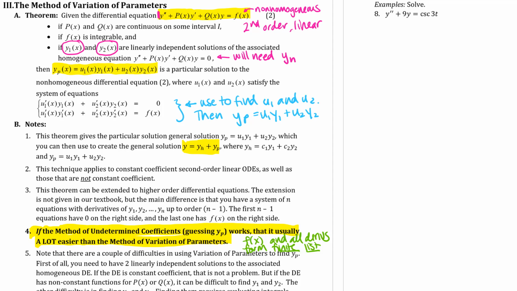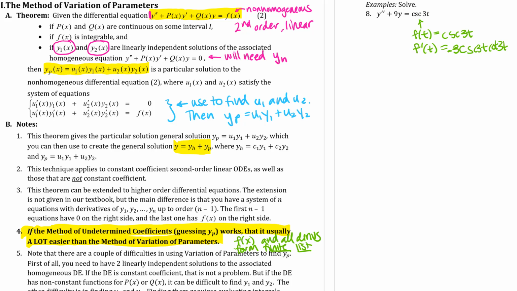I'm going to do the example in the next video, but I want to talk a little about why we can't use undetermined coefficients here. Think about this f of t function. The derivative of the cosecant function is negative cosecant cotangent, and I get an extra 3 from the chain rule. So negative 3 cosecant 3t times cotangent 3t. That's a product of two functions, so I can't think about that as two separate functions. That's a whole function. And then when I find the derivative of that, I'm going to have to use the product rule.